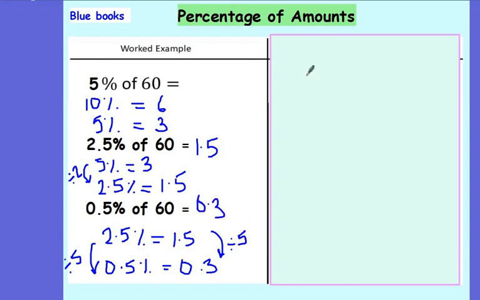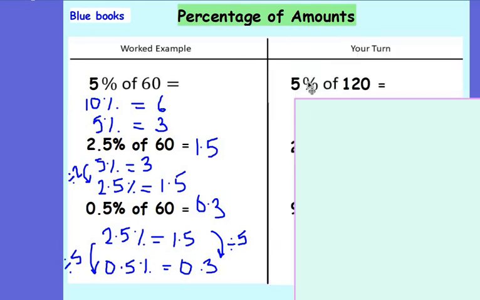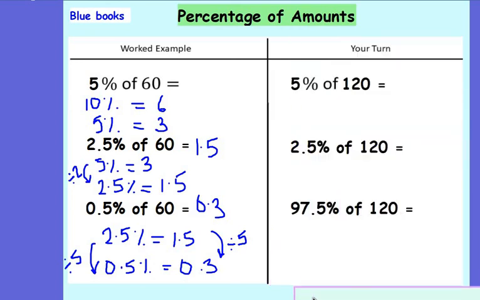Over to you, Year 7. In your dark blue books, please pause the video for a couple of minutes and have a go at these questions for me. Off you go.